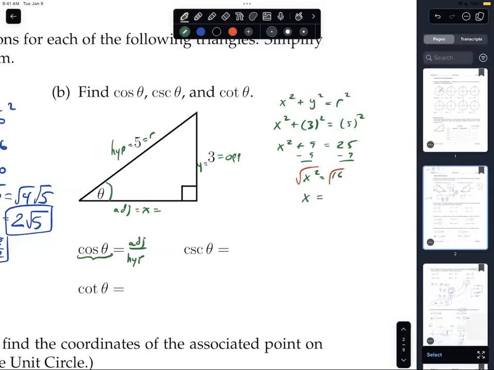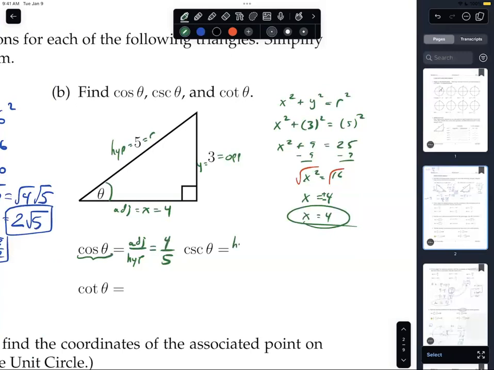Officially I should put plus or minus 4, but we are only considering the positive one, because we're talking about the lengths of sides of a triangle, and we're not told this is in quadrant whatever. The length of a side of a triangle is always positive, so we'll choose 4 as our x value. And so adjacent over hypotenuse is 4 over 5.